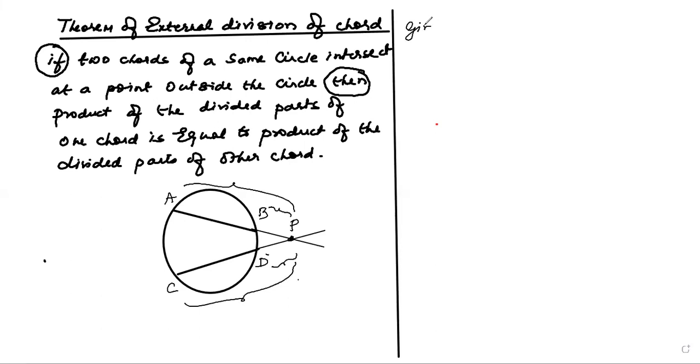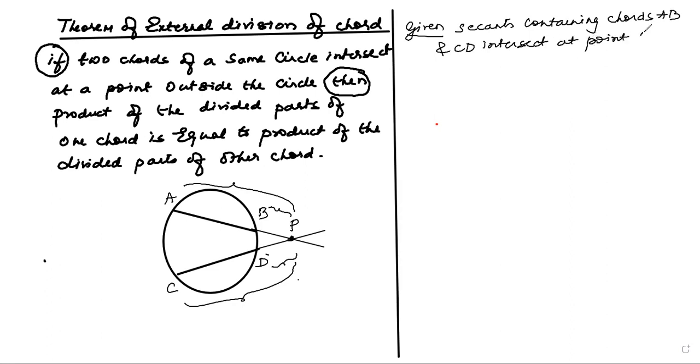So given, I'll just write like this. The lines containing chords AB and CD intersect at point P outside the circle. So what do I want to prove? Then the product of the divided parts, since P is dividing AB externally, P is the common part. So how should it be, children? Prove that PA into PB is equal to PC into PD. The product of the divided parts of one chord is equal to the product of the divided parts of the other chord. You have to prove this. Are you getting me here?